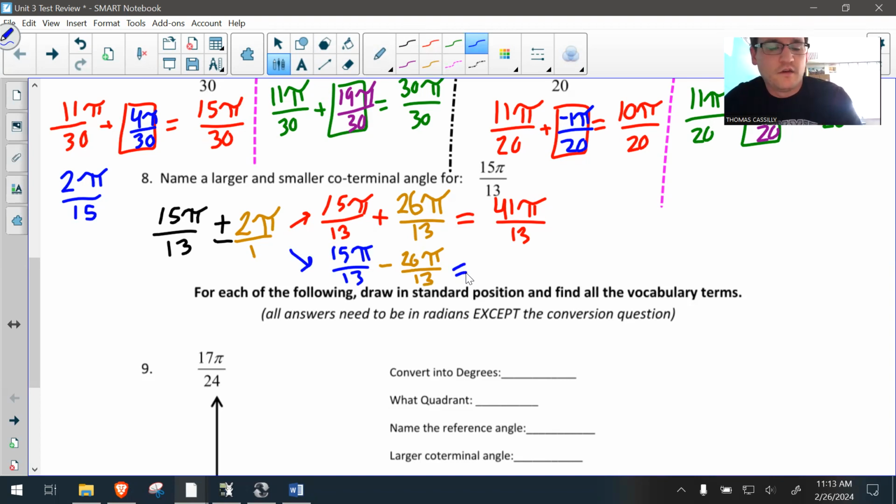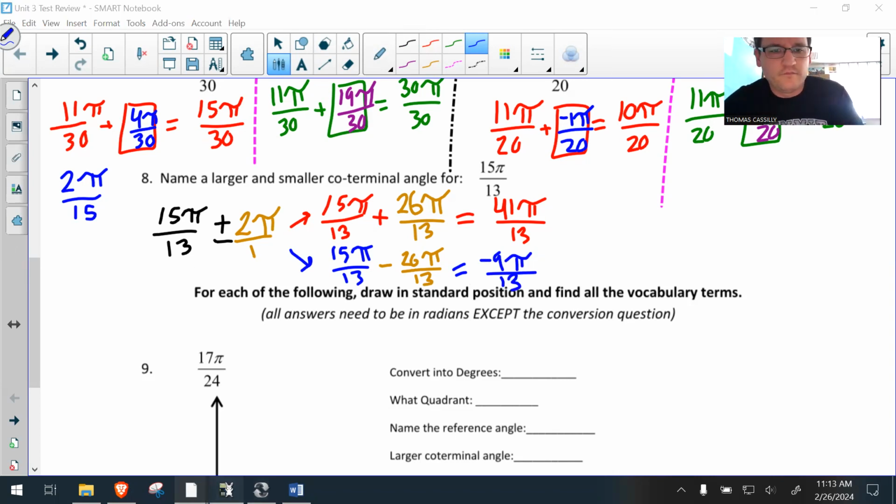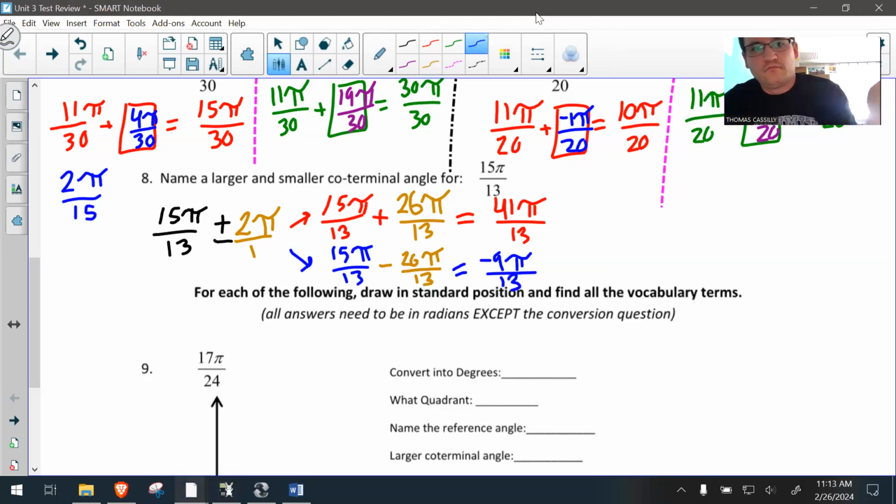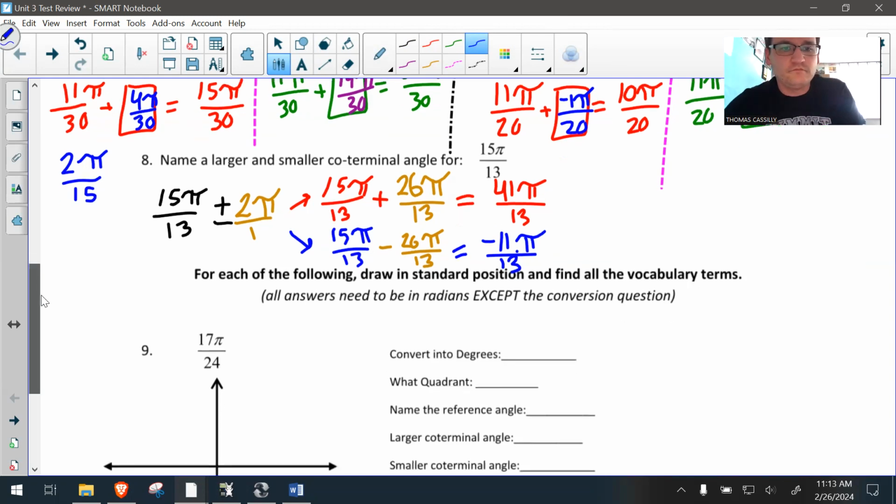So that's going to give us, what does that give us? I think it's going to be negative 9 pi over 13. No, that's not right. Hang on. 15 minus 26. It's negative 11. Negative 11 pi over 13. All right. There we go.